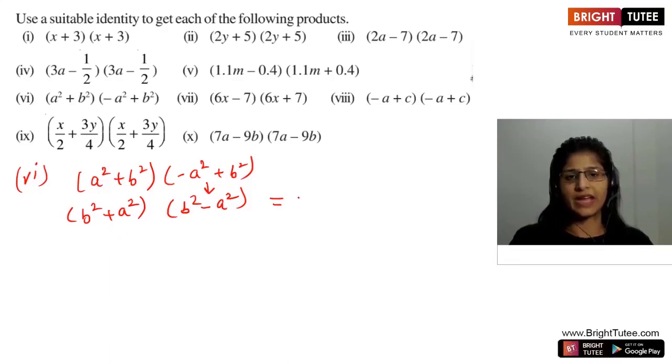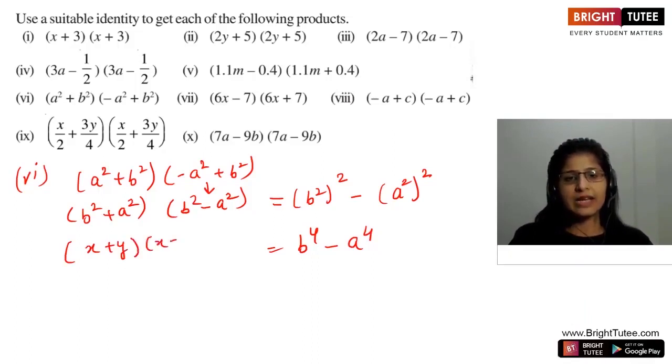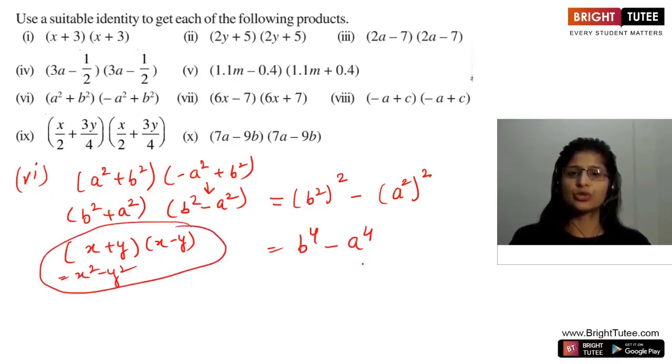So instead of a, we have b square. So b square whole square minus a square whole square. We get b to the power 4 minus a to the power 4. See, it is of the form, because already a and b are used, so I am using x and y. It is x plus y and x minus y, which is equal to x square minus y square. So this is the result that we have used to solve it.